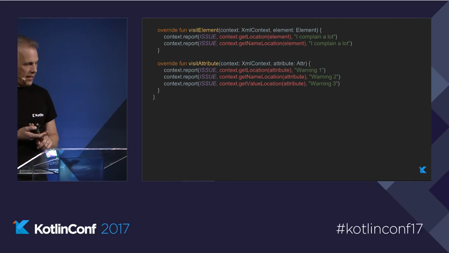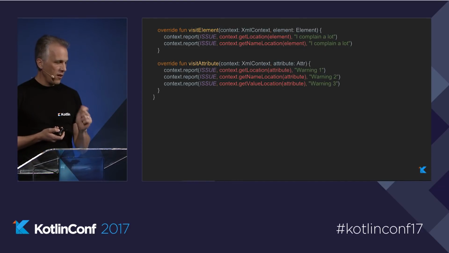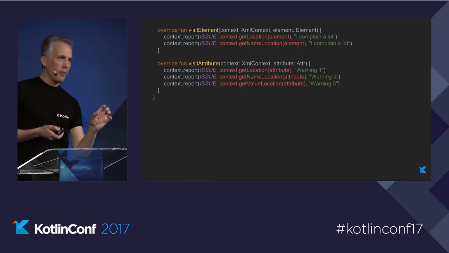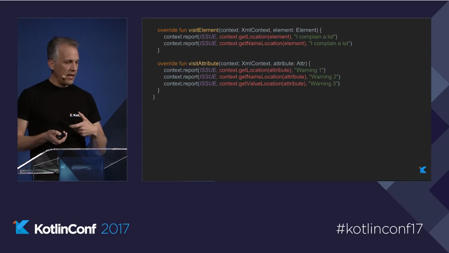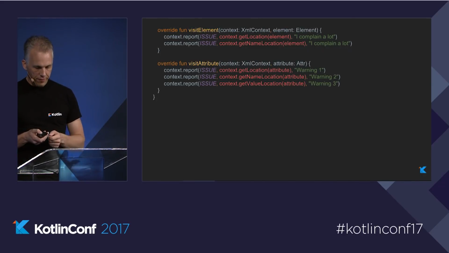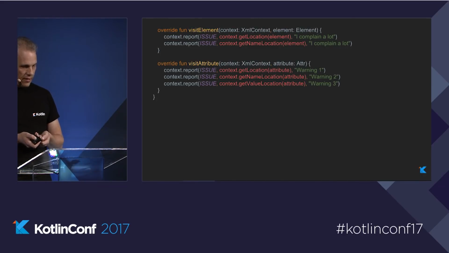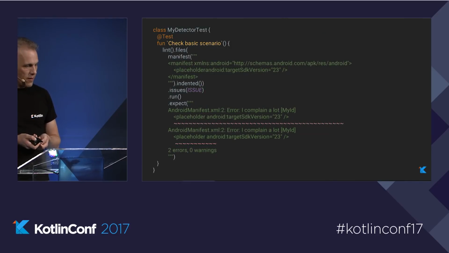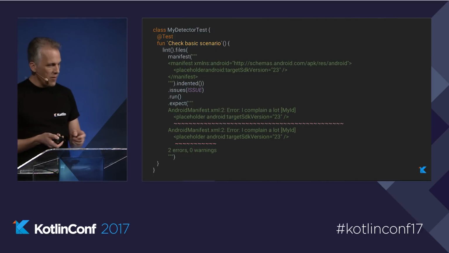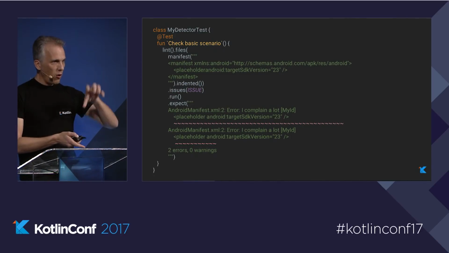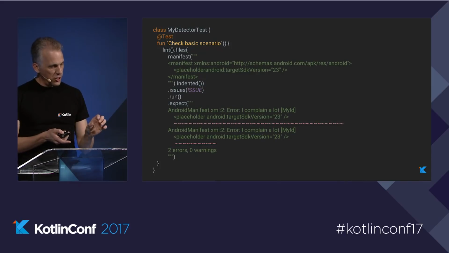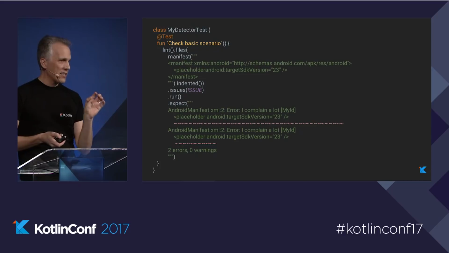So here's our check again, and I've added some more report methods. Notice that for XML contexts, I can not just report an element. I can say, I want you to highlight the name portion of the element. Or for an attribute, I can say either the name portion or the value portion of the location. So if we run the unit test now, I have the wrong font. That's unfortunate. But anyway, you can see that for the two errors, one called getElement, one called name location, we're only highlighting a smaller portion on the second one. And it's good for unit tests to check that you're highlighting exactly what you want.